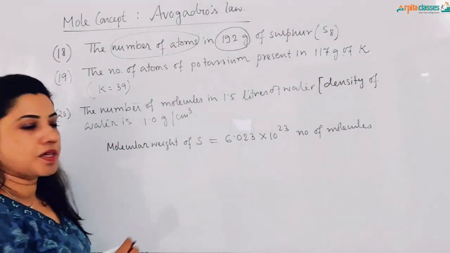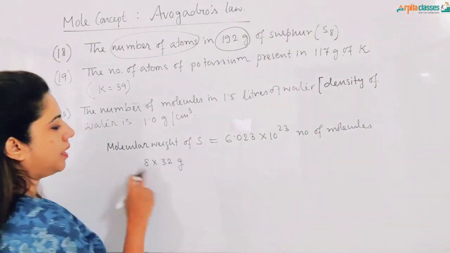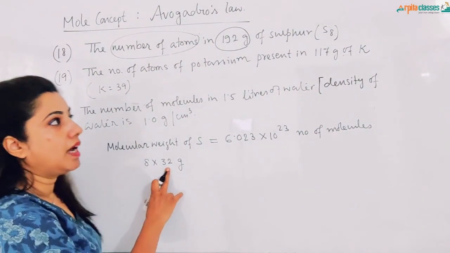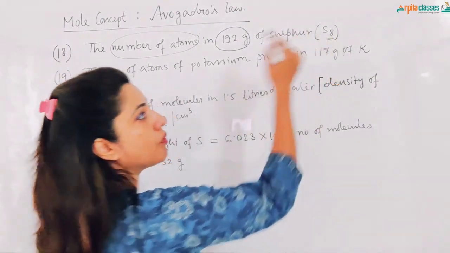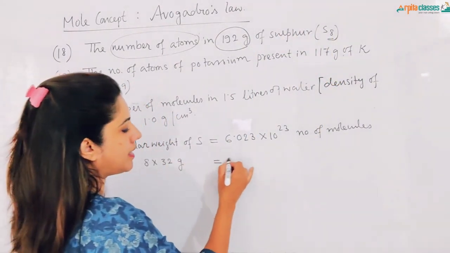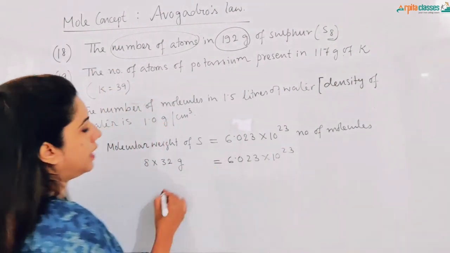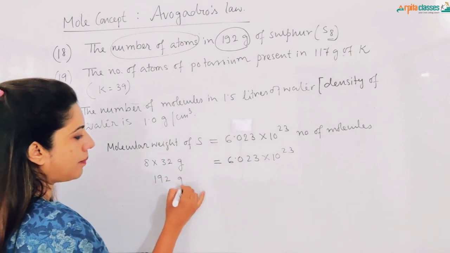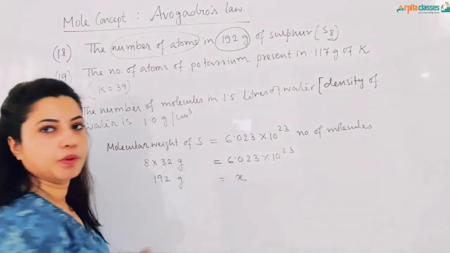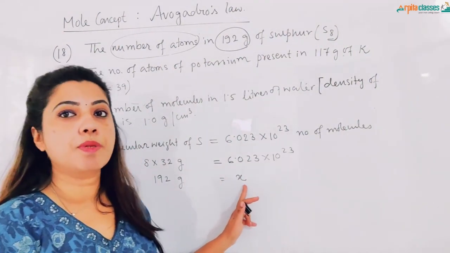Now molecular weight of sulfur will be 8 into 32 gram, because 32 is the atomic weight and there are 8 atoms in one molecule of sulfur. So molecular weight of sulfur is 8 into 32 and that is equal to 6.023 into 10 raised to power 23. Therefore 192 gram is equal to how many molecules? From here we'll get how many molecules are there in 192 gram of sulfur.